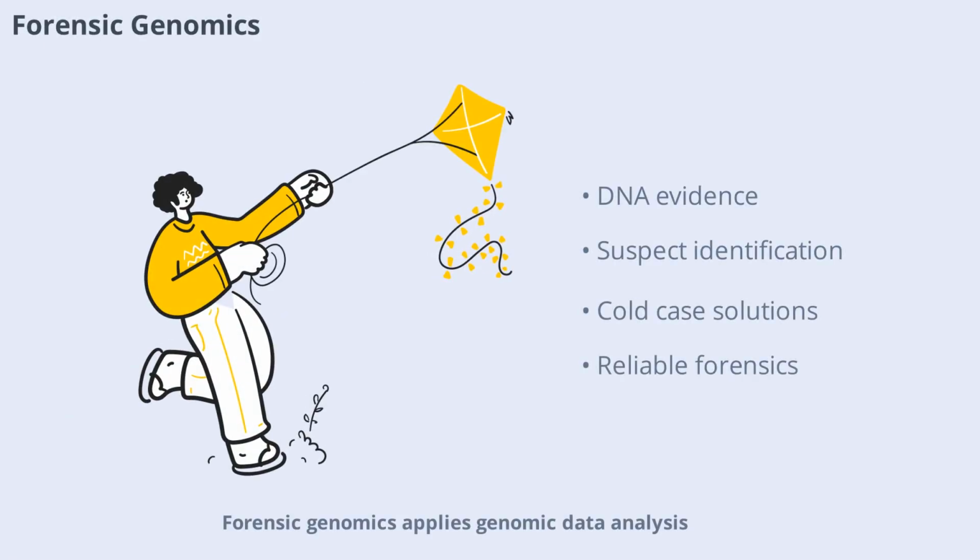Forensic genomics applies genomic data analysis to criminal investigations and legal cases. By analyzing DNA evidence, forensic scientists can identify suspects, exonerate the innocent, and solve cold cases. Genomic techniques are making forensic science more accurate and reliable than ever before.